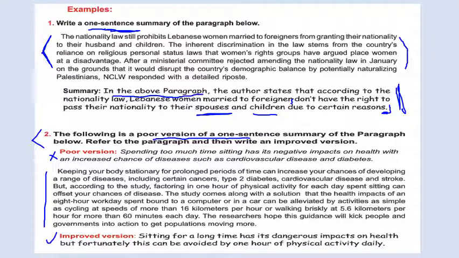You can write here, improved version. You can also say, in the above paragraph, the author explains that sitting for a long time has dangerous impacts on health, but fortunately this can be avoided by 1 hour of physical activity. This whole thing I was able to summarize by this one sentence. Okay, it's either this on the test or this.